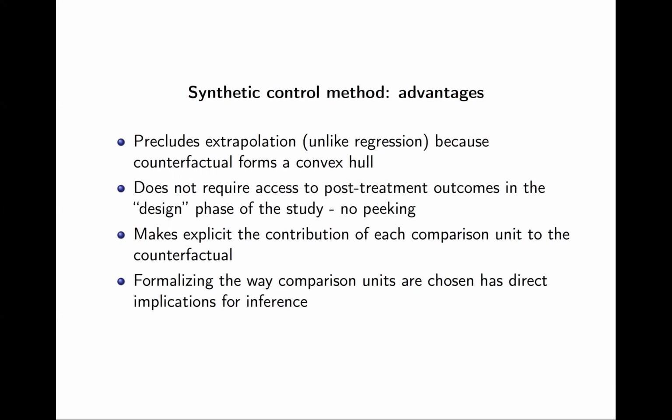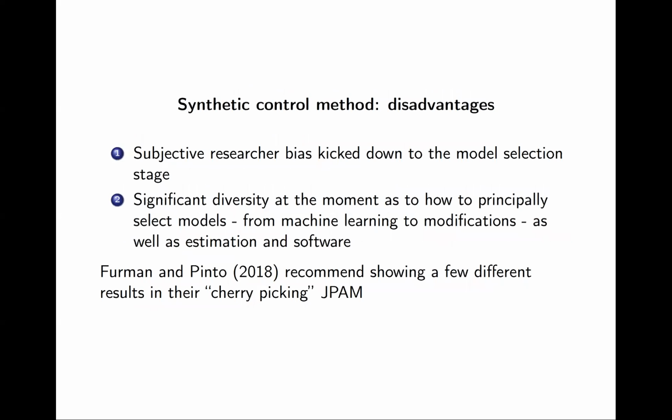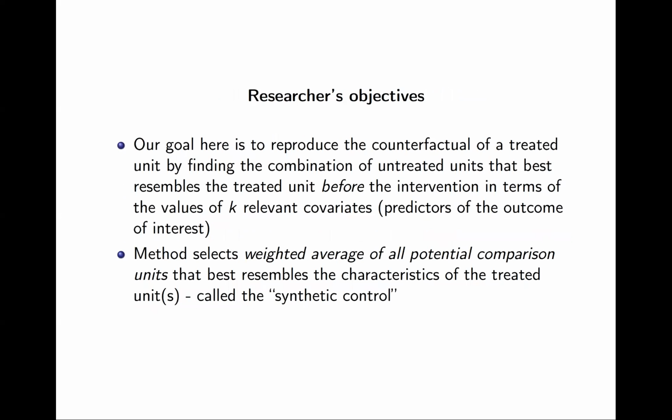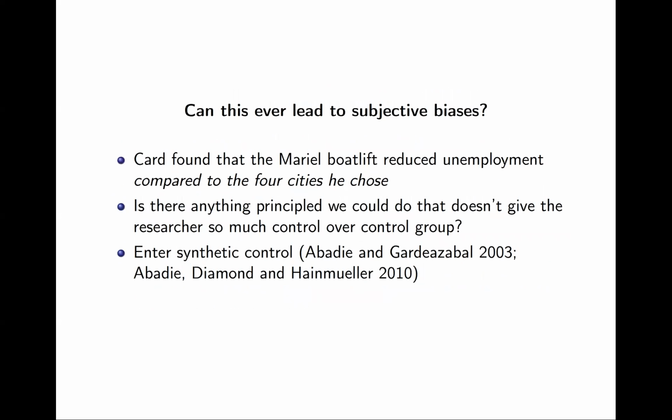It makes explicit the contribution of each comparison unit to the counterfactual, and it's going to formalize the way comparison units are chosen, which is going to have direct implications for inference. It has disadvantages too. So it's funny, like what I said over here. Is there anything principled we could do that doesn't give the researcher so much control over the control group, right?